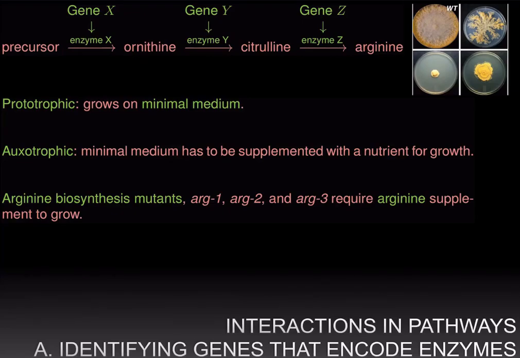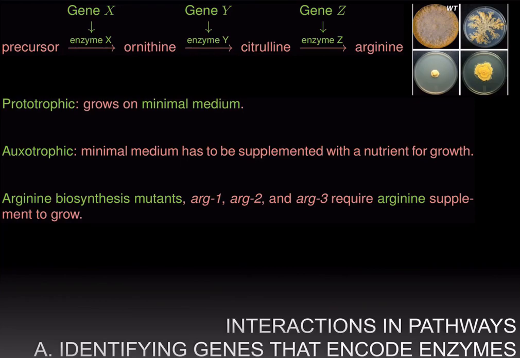Complex molecules required for life, such as the amino acid arginine, are synthesized by our cells in metabolic pathways where different enzymes catalyze different steps of the pathway. That is the conversion of one intermediate, such as the amino acid ornithine, into citrulline, and the conversion of citrulline into arginine.